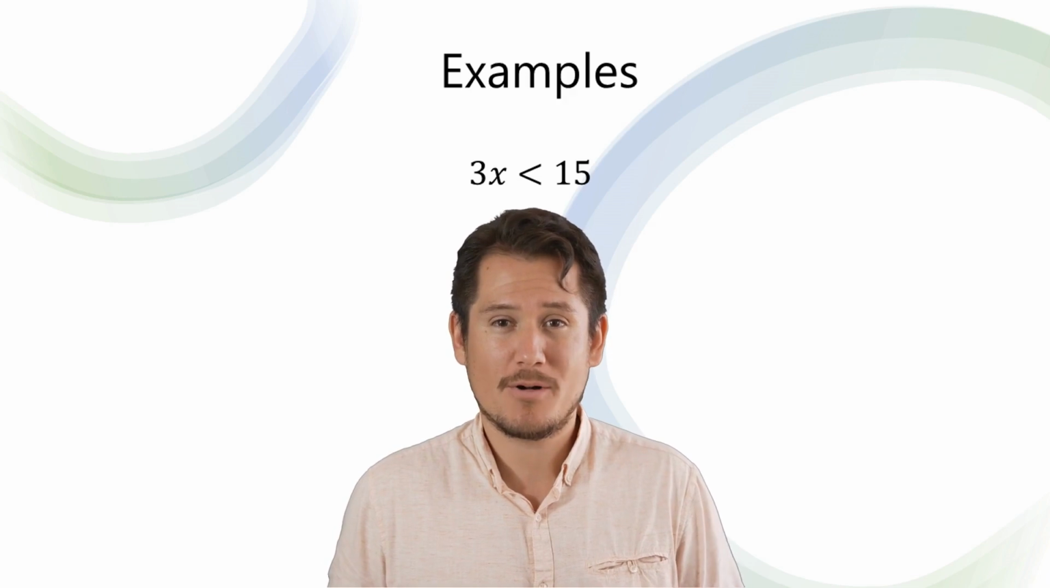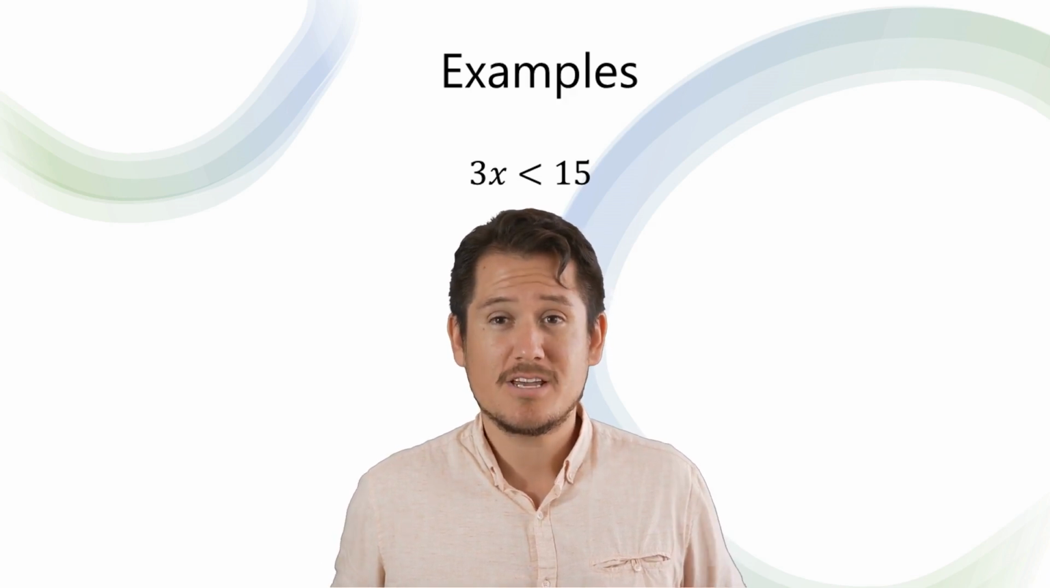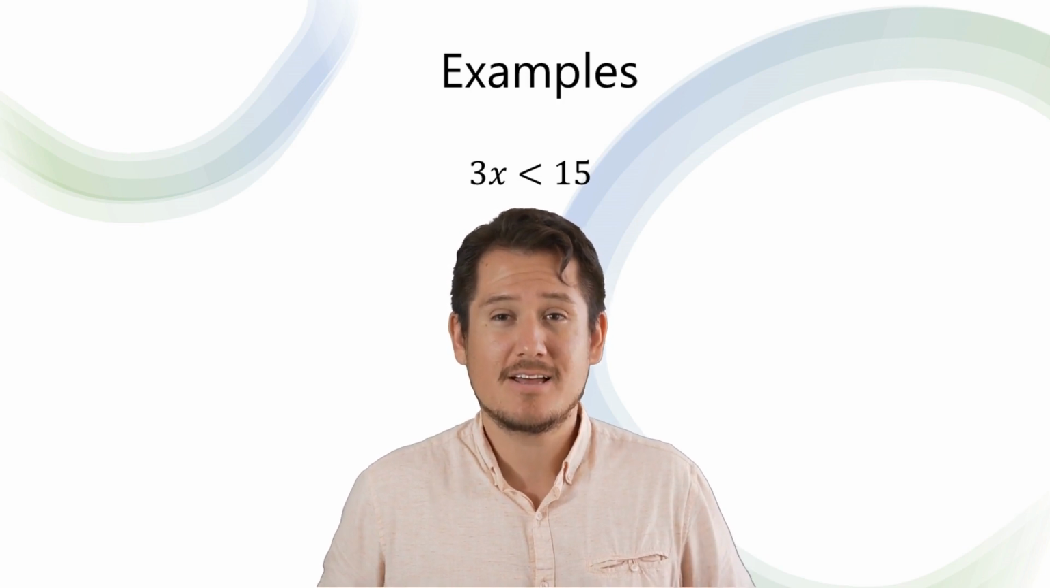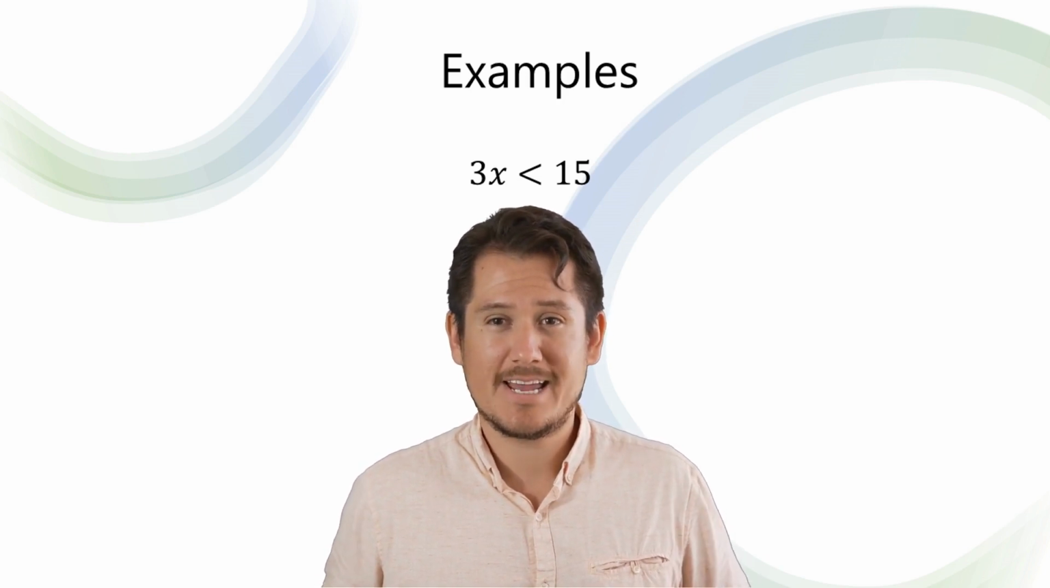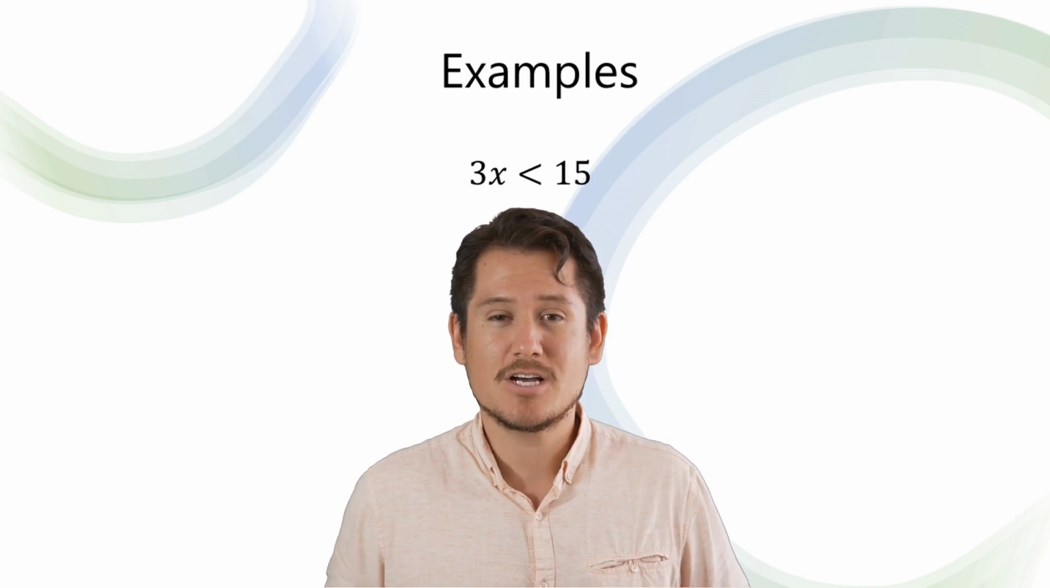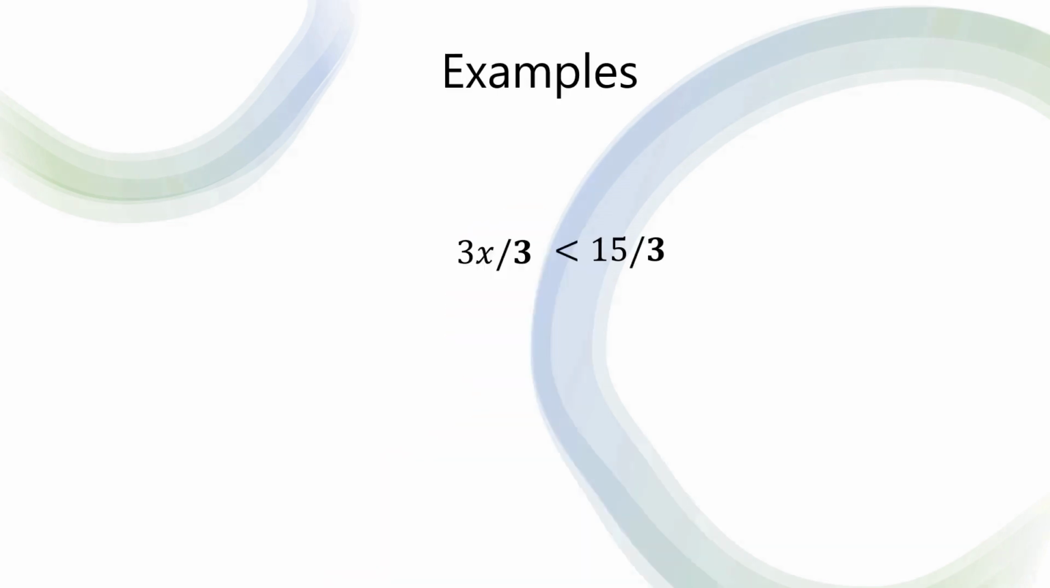Let's consider a simple inequality, 3x < 15. Here are the steps to solve the inequality 3x < 15. Step 1. Start by isolating x. The goal is to get x by itself on one side of the inequality. In this case, we want to isolate x, so divide both sides of the inequality by 3. 3x divided by 3 < 15 divided by 3. This simplifies to x < 5.